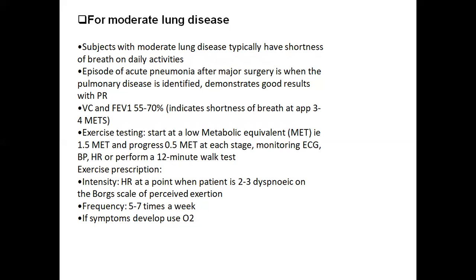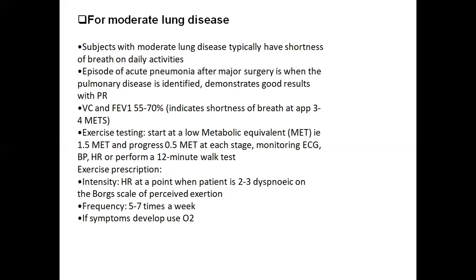For moderate lung disease, subjects typically have shortness of breath on daily activities. An episode of acute pneumonia after major surgery is when the pulmonary disease is identified. Demonstrates good results with pulmonary rehab.